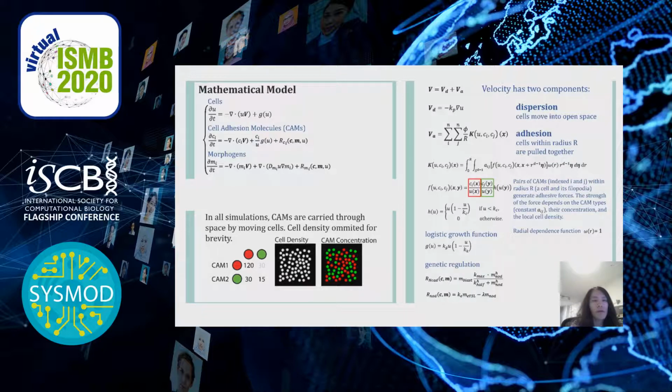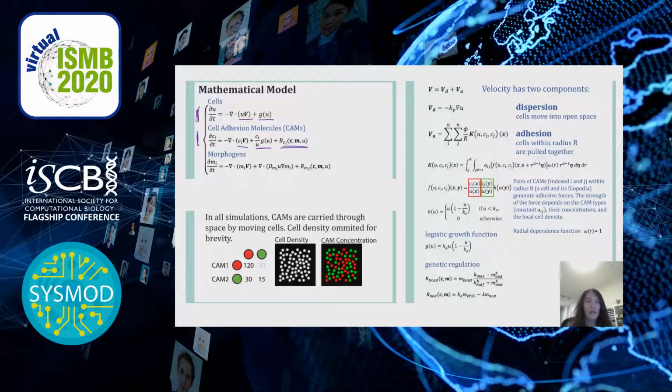We have a variable u that models the cells and a collection of variables ci that model cell adhesion molecules, or CAMs. You'll notice that they are subject to the same velocity v. This is because CAMs are membrane-bound proteins, and so as cells move through space, they carry the CAMs with them. Similarly, as cells proliferate, that results in increased CAMs.